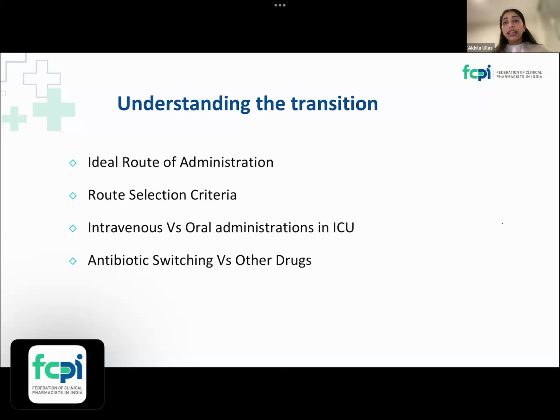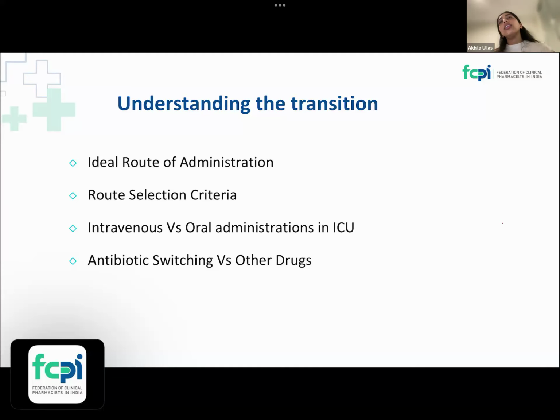Whether the route you selected is appropriate for the patient's condition, and the intravenous versus oral administration in ICU: how the IV and the oral medications are given in critical care patients, what the criteria are, whether any criteria or factors influence the switching, and how long the patient is on IV or oral medication while they are in critical care. And the last one is antibiotic switching versus other drugs.